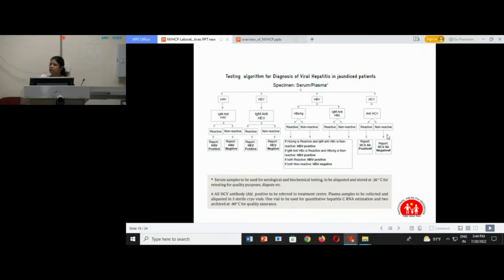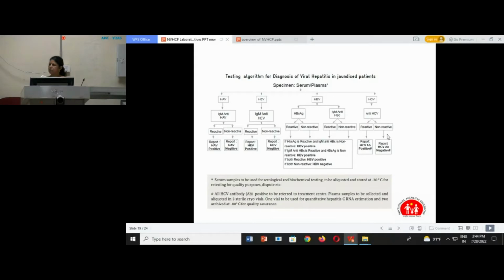The serum samples to be used for serological and biochemical testing are aliquoted and stored separately at minus 20 degrees centigrade for further use. It is useful for retesting for quality purposes and also for disputes. All the hepatitis C antibody positive cases should be referred to the treatment center.